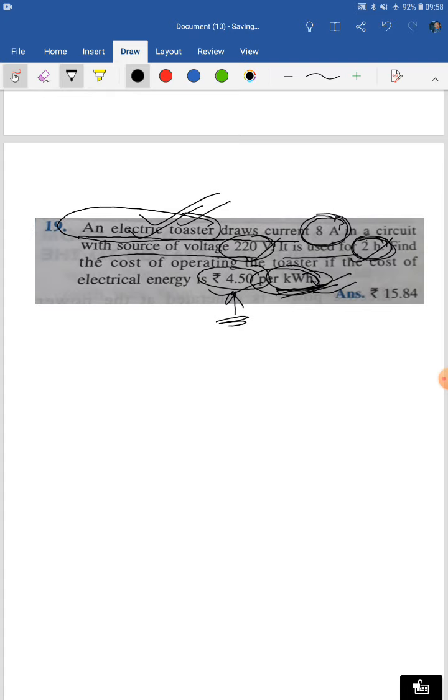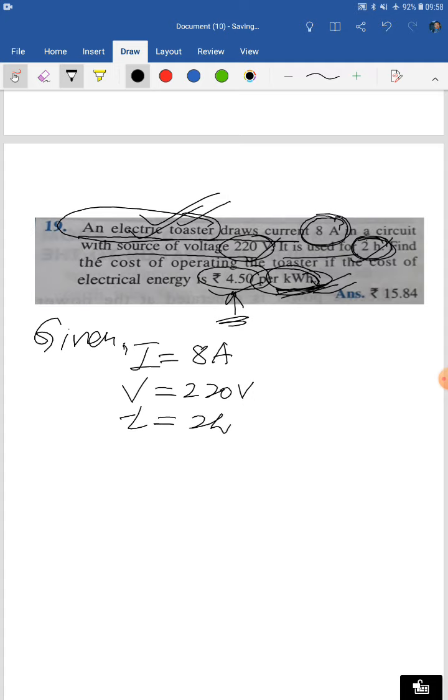Now first of all, let us jot down the given information. 8 ampere is given, so ampere is the unit of current, so I is equals to 8 ampere. 220 volt, that is voltage, and 2 hour, that is time. Here we'll not convert the time, because we have to find the cost, and cost means commercial purpose. The commercial unit is kilowatt hour, and the time is also in hour, so we'll leave it as it is. We'll not convert that into second.